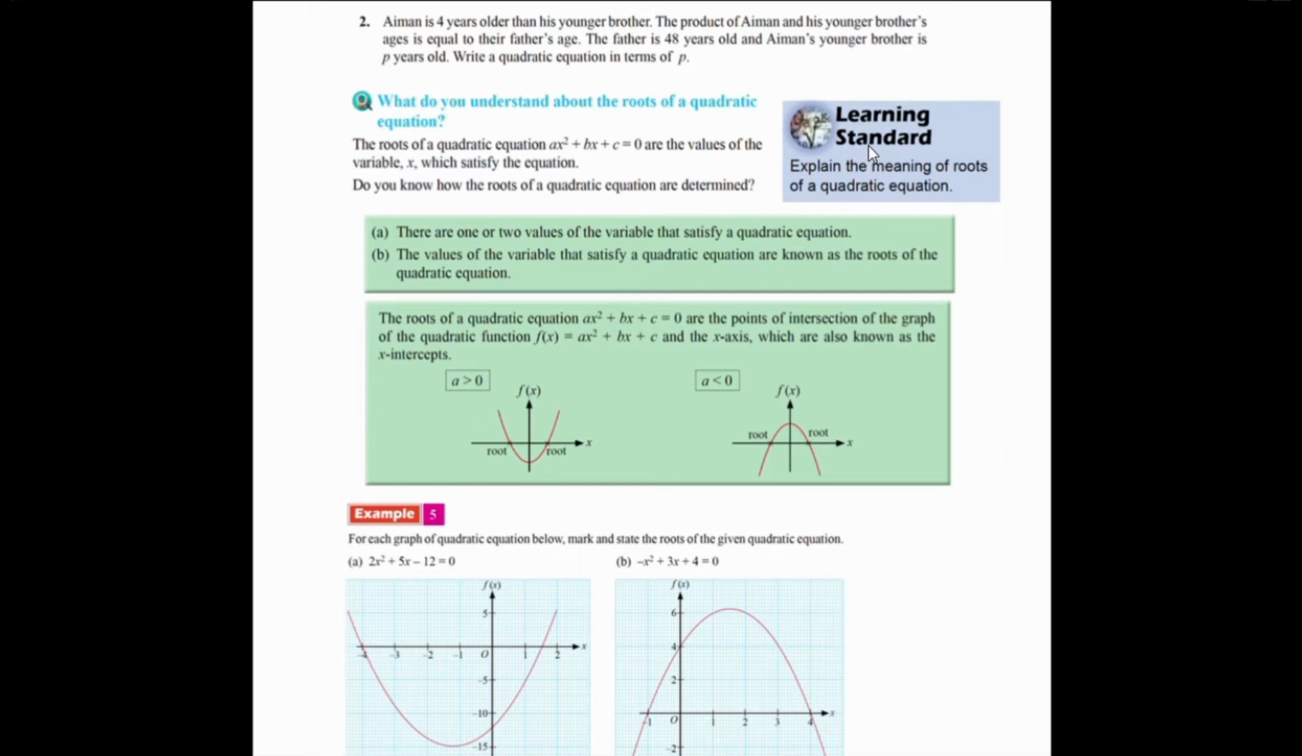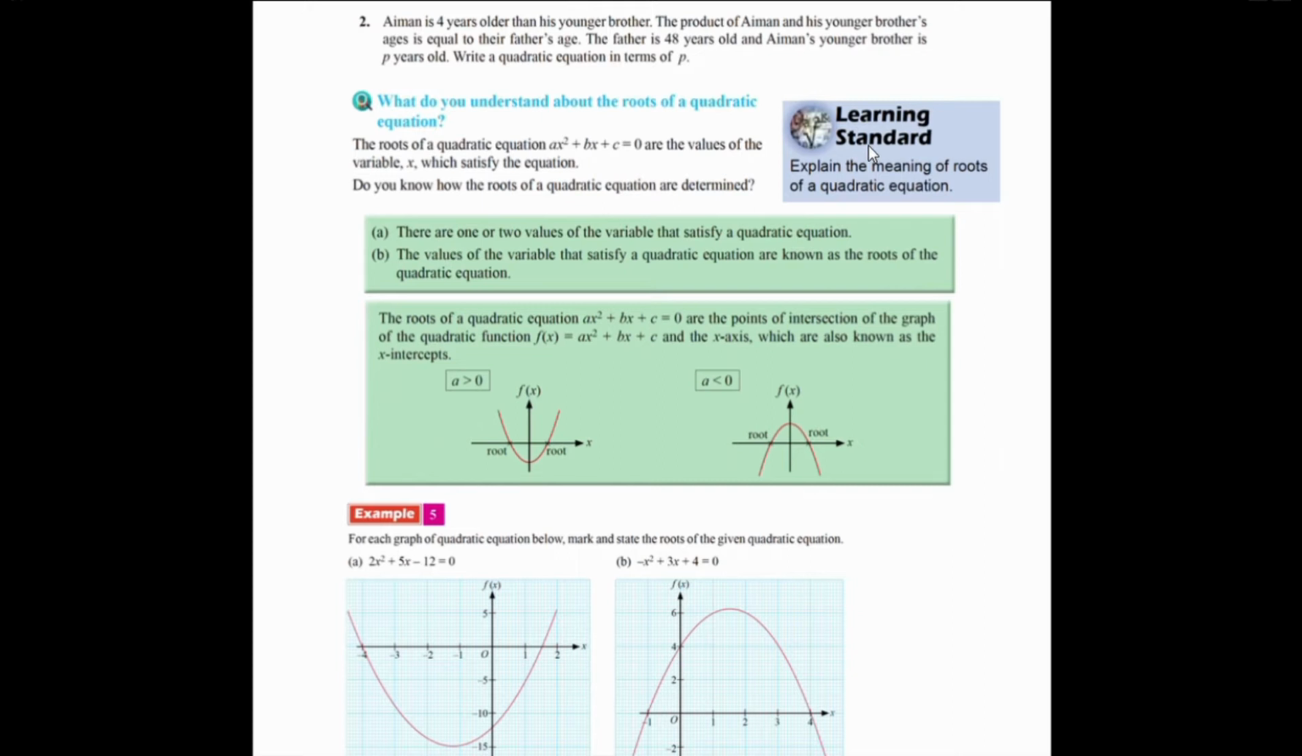Okay, like I said just now, there are one or two values. Maximum is 2 for a quadratic equation. The roots of the quadratic equation ax squared plus bx plus c equal to 0 are the points of intersection of the graph of the quadratic function f(x) equal to ax squared plus bx plus c, and the x-axis, which are also known as the x-intercepts. So basically, the root of a quadratic equation is the value of x.